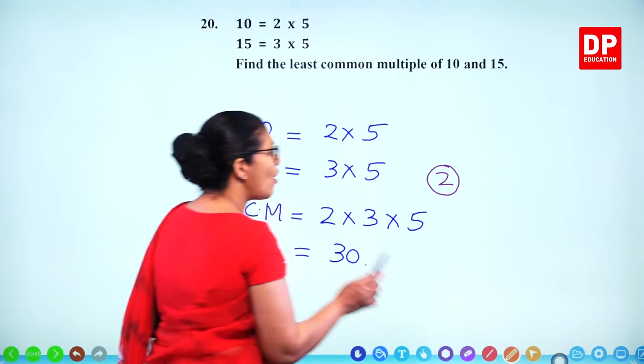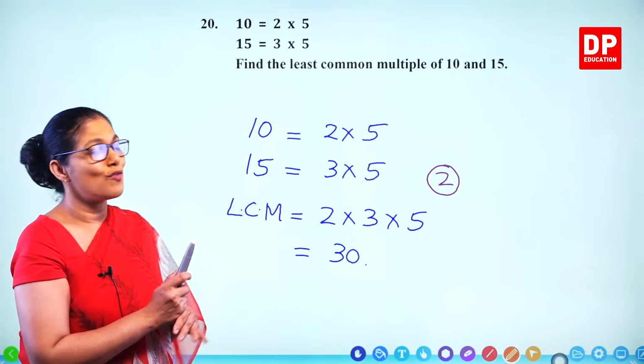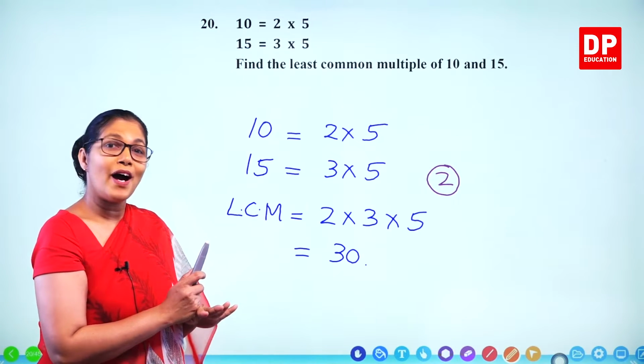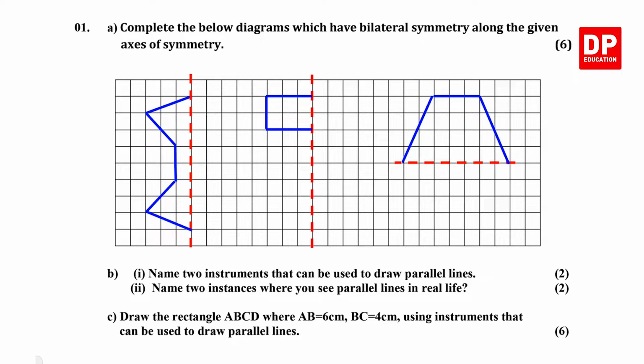So we covered all 20 questions. Each question worth 2 marks. So 40 marks altogether. Now we'll try to do part 2. Let's do question number 1 in part 2. This is part A, B and C. So let's do it separately.